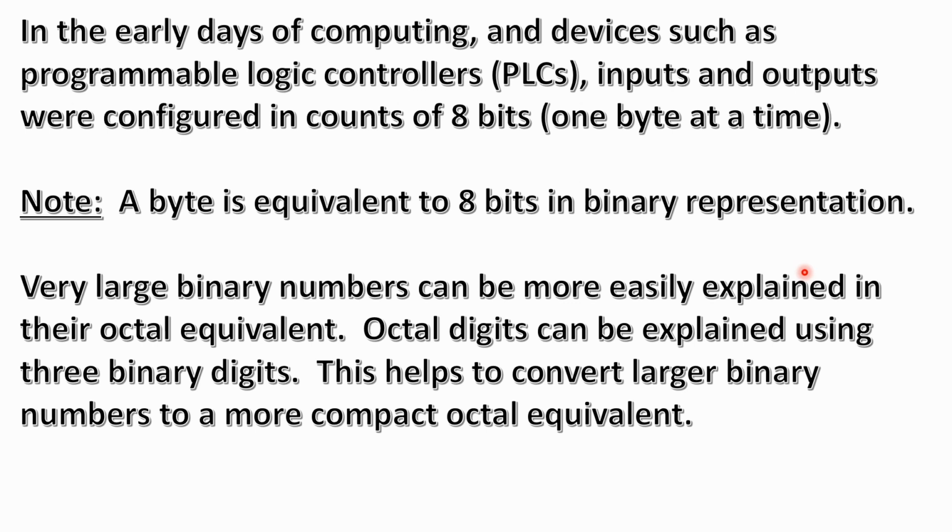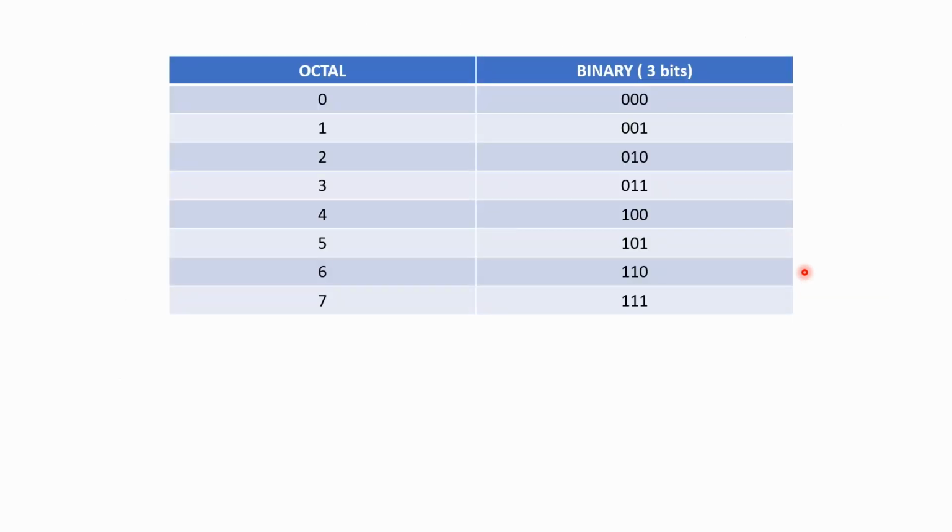And very large binary numbers can be a lot more easily explained in their octal equivalent. If you've got a 32-bit or 64-bit binary number, that's a lot of writing. You could end up with 64 characters to represent a number. Octal digits can be explained using three binary digits, which helps us to convert those larger binary numbers down to a more compact octal equivalent. So this table should help.